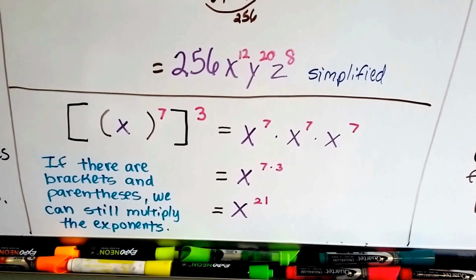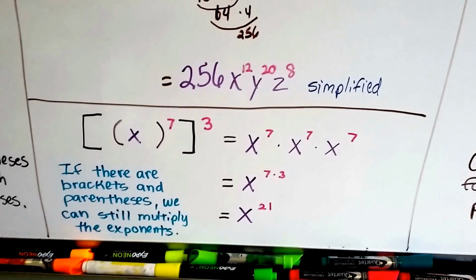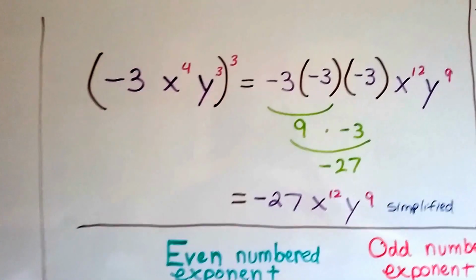See? If there's brackets and parentheses, we can still multiply the exponents. All right? So don't get worried when you see brackets and parentheses. It's not that big of a deal, okay? And if they still confuse you, look for that link in this description.